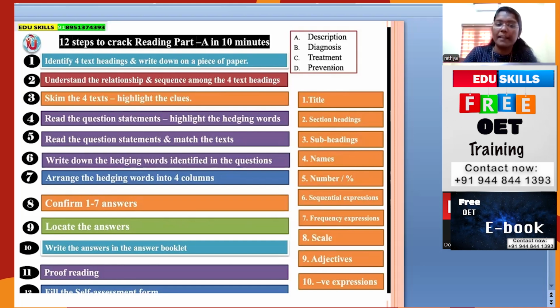Sixth one is write down the hedging words, identify the question. Seventh one, arrange the hedging words into 4 columns. Eighth one, confirm 1 to 7 answers. Ninth one, locate the answers. 10th one, write the answer in the answer booklet. 11th one, proofreading. 12th one, fill the self-assessment form.